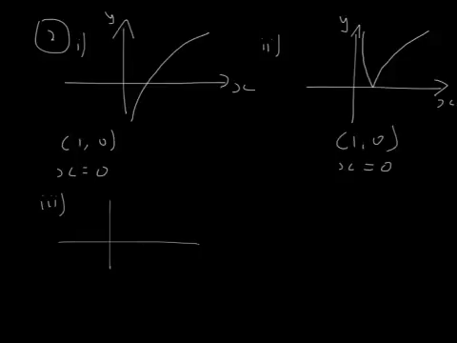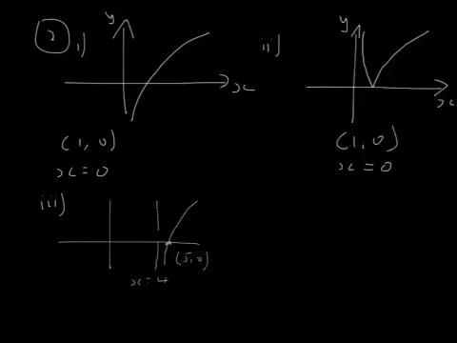Now in part 3, let's take it one step at a time. The x minus 4 is f of x minus 4, so it translates 4 to the right. So we've got that there. So this point is, instead of being x equals 0, is x equals 4. This point here, instead of being 1, 0, is 5, 0.